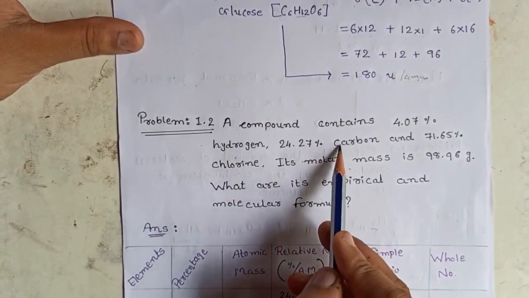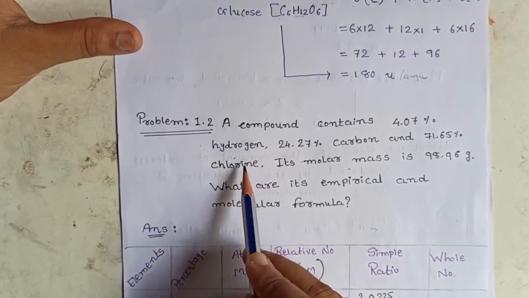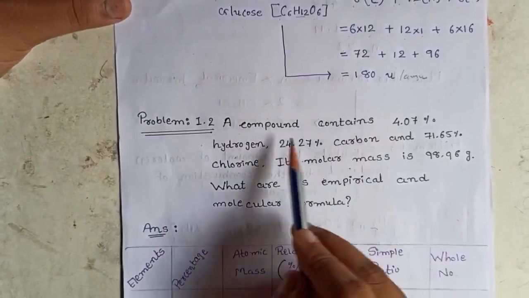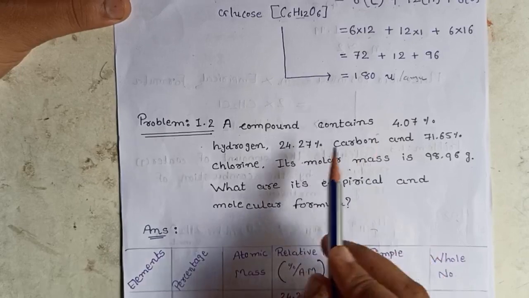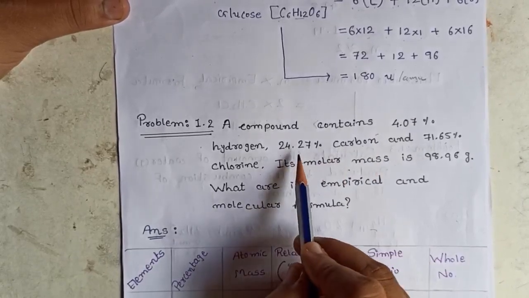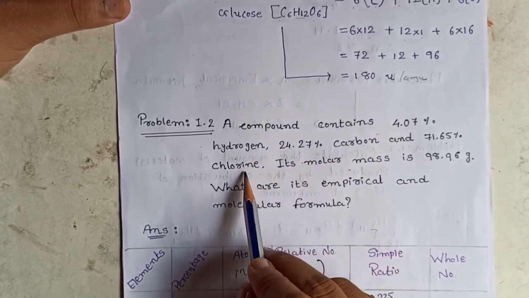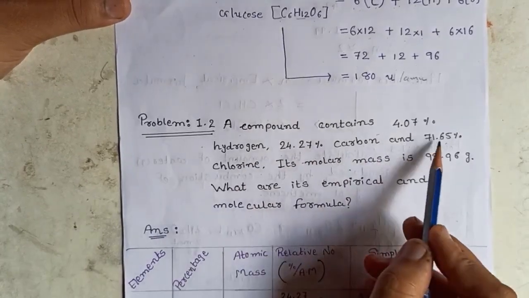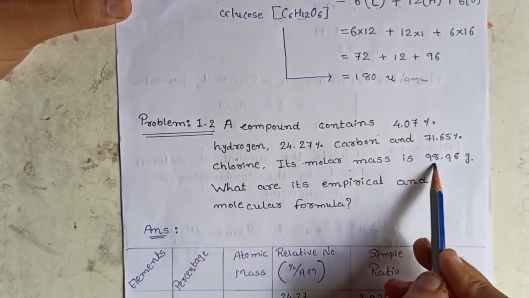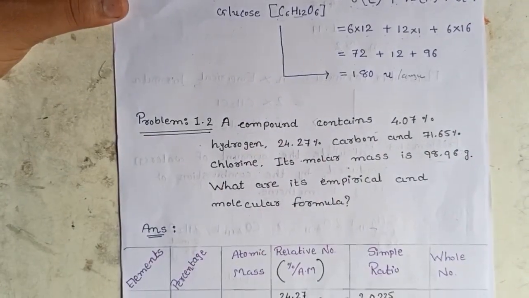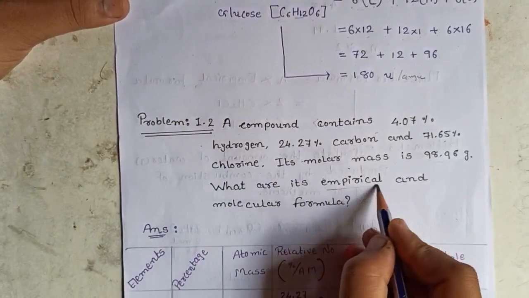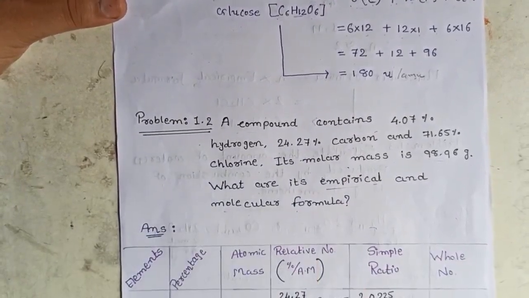Here carbon, hydrogen and chlorine form one compound, and in that compound the percentage of hydrogen is 4.07, percentage of carbon by mass is 24.27, and percentage of chlorine by mass is 71.65%, and that compound has a molar mass of 98.96 gram. And for that compound we have to find out its empirical formula and its molecular formula.